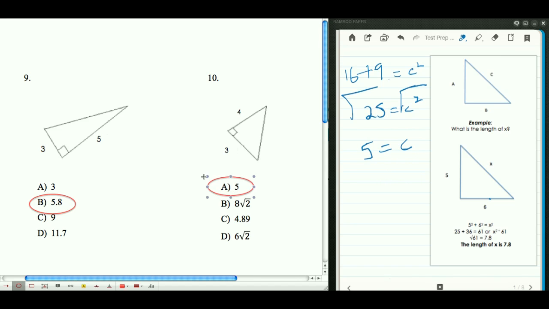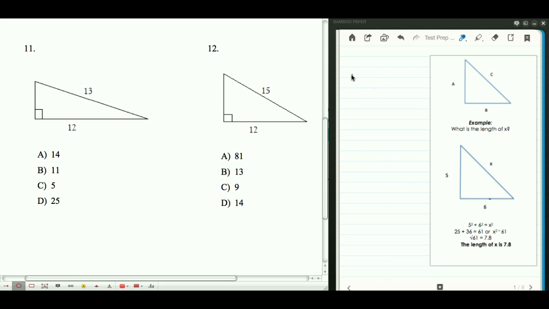First answer there, A. Let's look at number 11. Okay, looking at this problem, it's one of those backwards ones. That was number 12. It's going to be good practice. Okay, and remember we have the formula here, a squared plus b squared is equal to c squared.